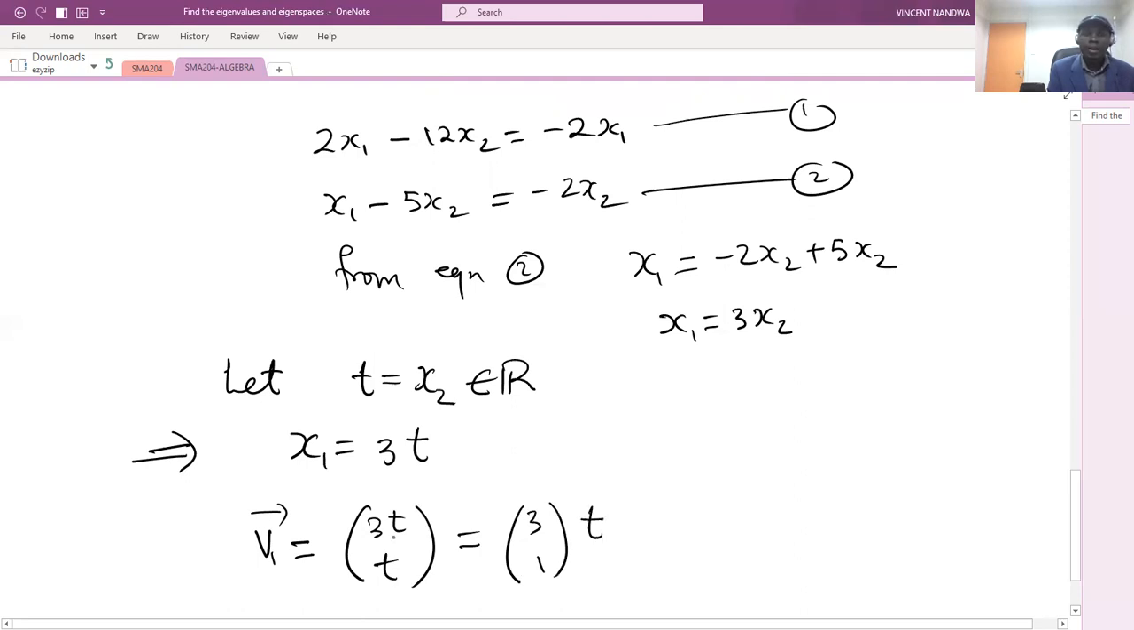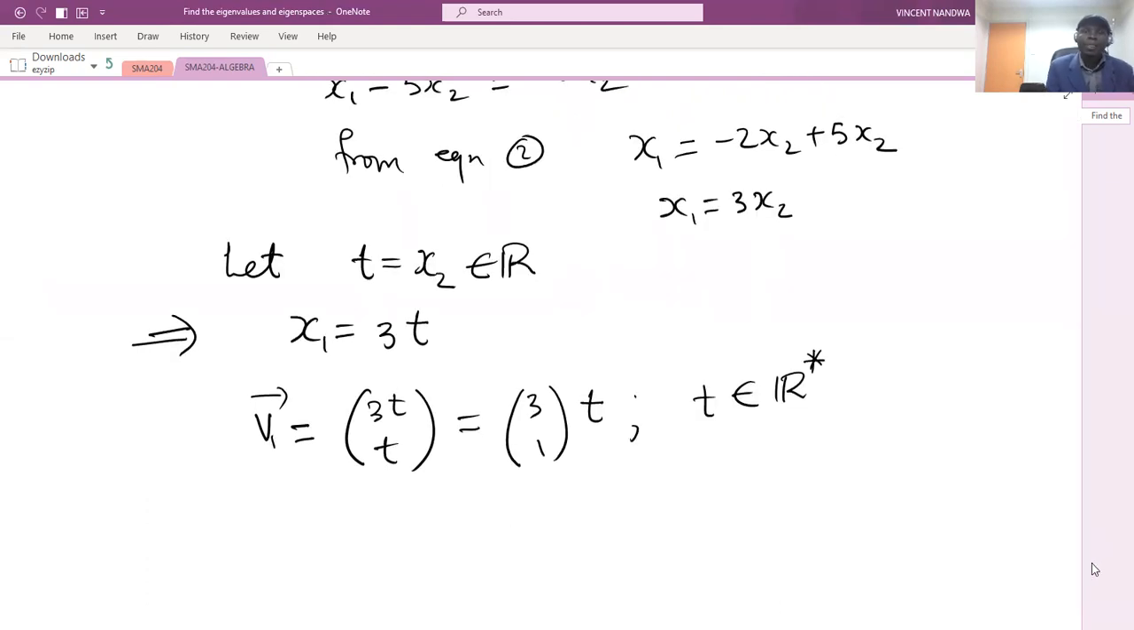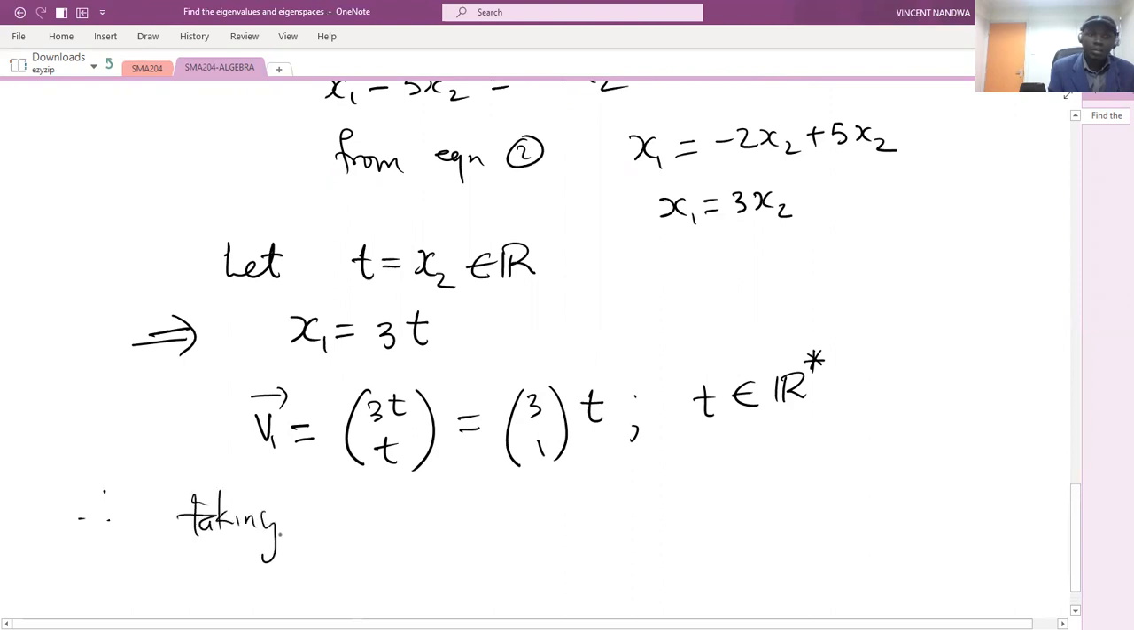For it to be an eigenvector, we eliminate the possibility of having a zero vector. So t should be any non-zero real number. Therefore, taking t to be 1, the basis eigenvector will be v1 equals (3, 1).